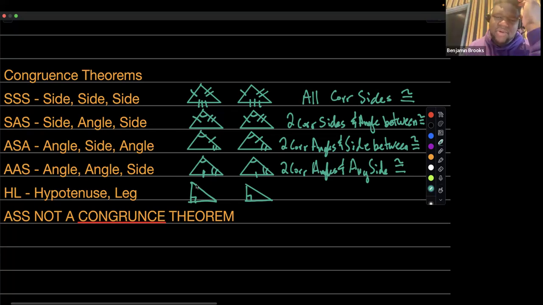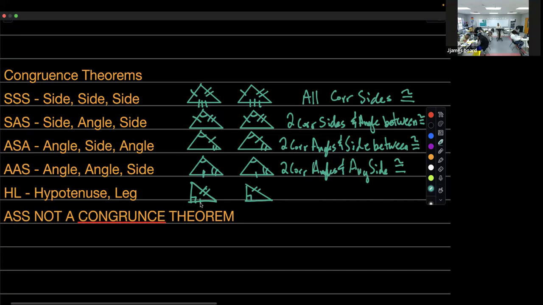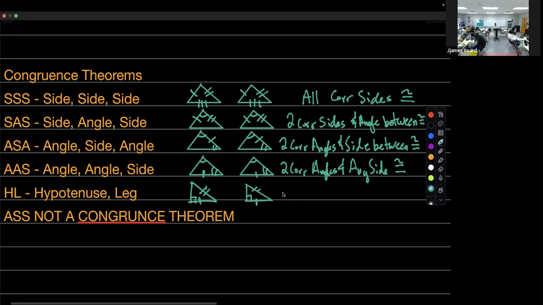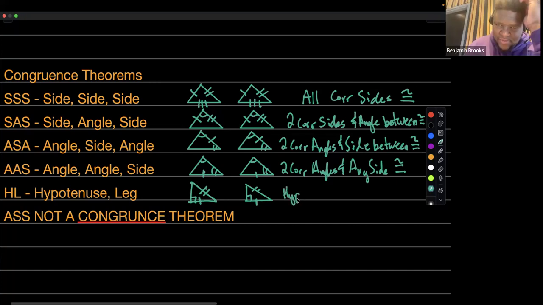The last one is hypotenuse, leg, which says that if the hypotenuse of a right triangle is congruent and one leg, any leg, is congruent, then the two triangles are congruent. Note, this is only for right triangles.